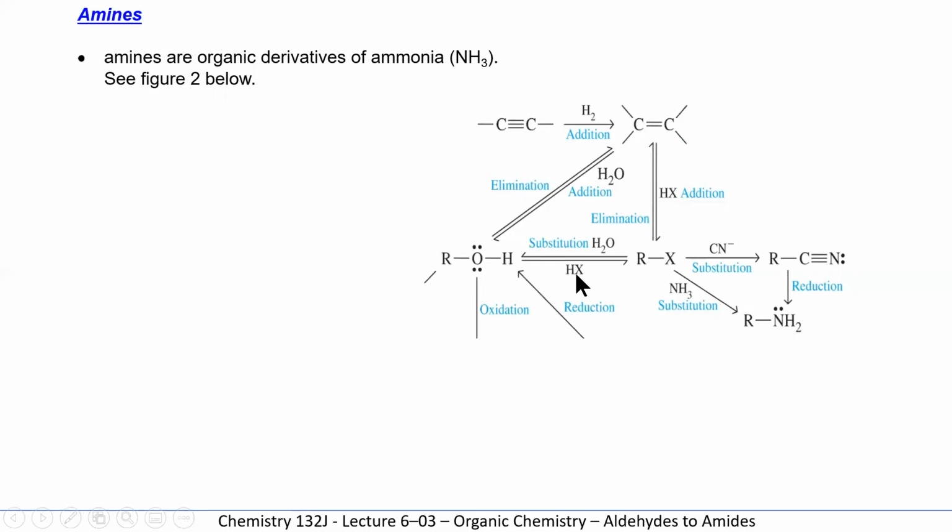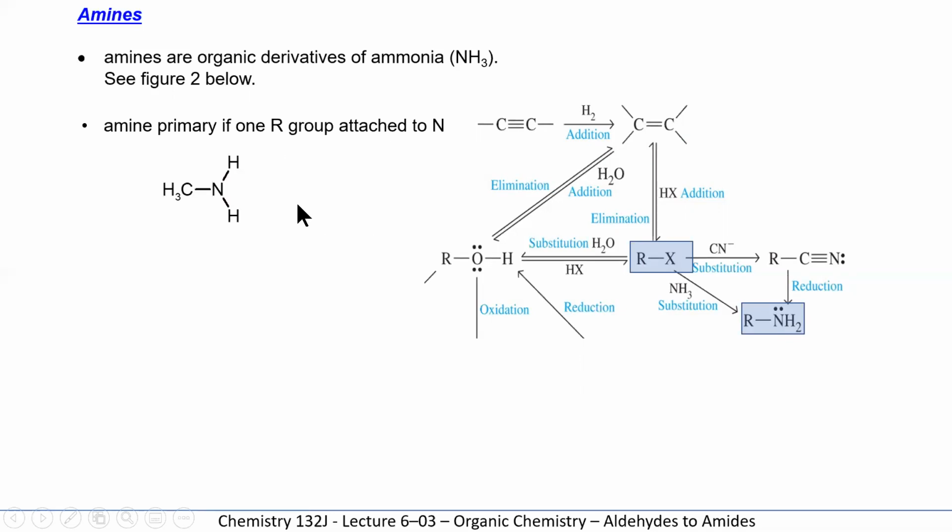Now, the amines, we're going to talk about how we could make an amine today. We can make an amine from a substituted alkane, like a chloroethane or a chloromethane. And we could then substitute the NH3 for a chlorine and end up with an amine. So we're going to look at that a little bit more closely.